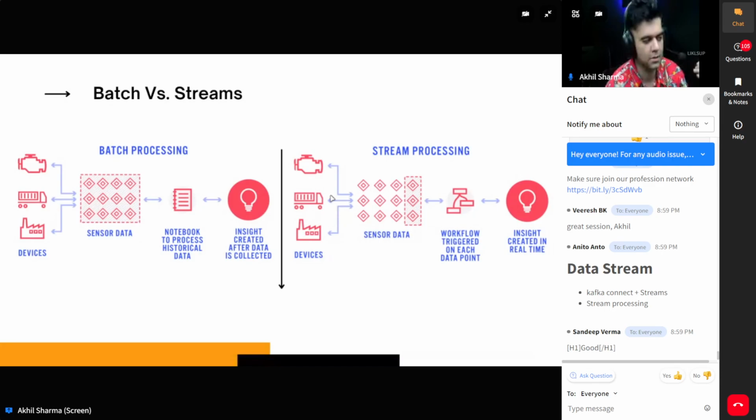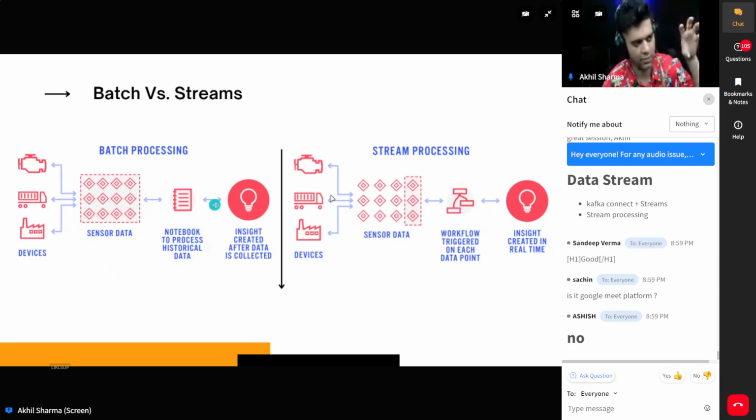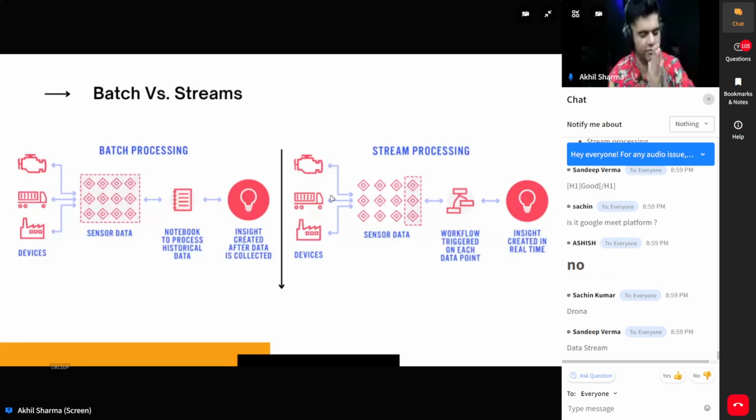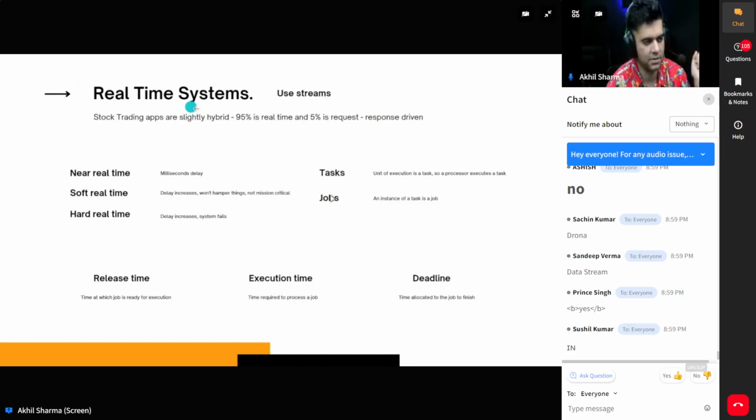Stream processing happens in real time, whereas batch processing happens at a particular time of the day, like 12 p.m. or 1 p.m. or something like that. So with batch processing, you have limited resources. You can use those resources at a particular time of the day to process a lot of information. Stream processing, you can process everything in real time if you have a lot of resources. So like I said, the reason we were learning about streams is because real-time systems use streams.